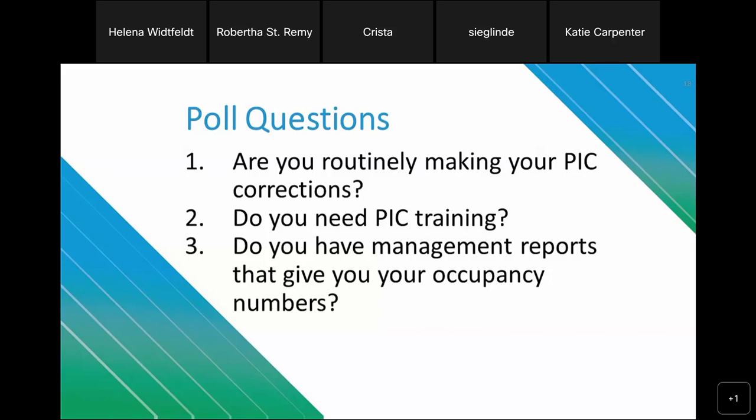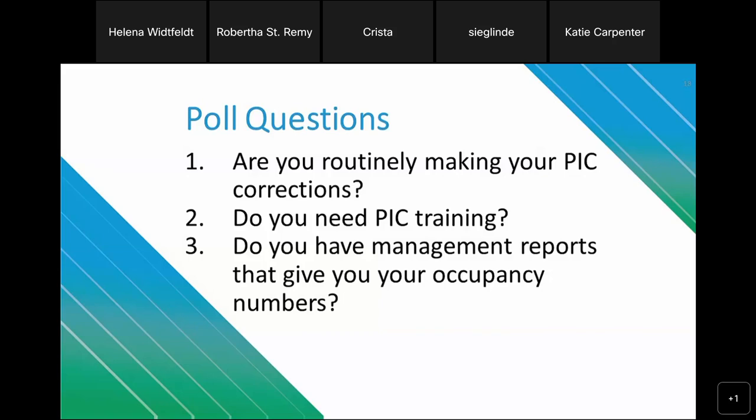All right, so question number one, yes, and I'm glad to see that answer that many of you, from those that answered, 50% of your group are saying we are doing this. So you are seeing the importance of that. And I'm sure your local HUD office has also reminded you to update your PIC data. Do you need PIC training? So about a third of you said yes.